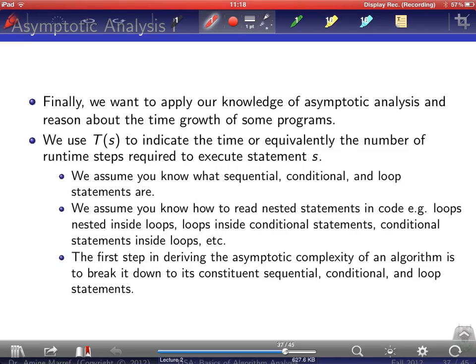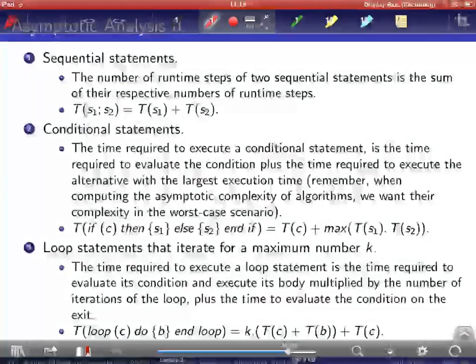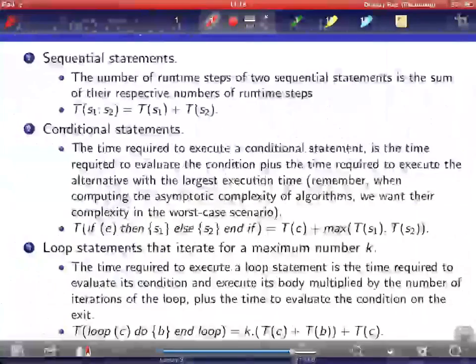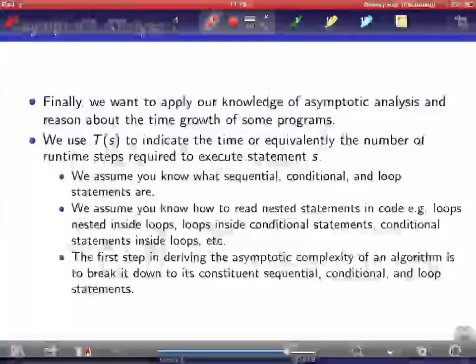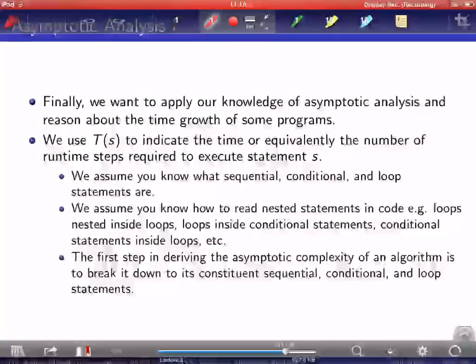Okay, so we have some program which takes some input n, and then we have x plus plus in this program and y plus plus. So the number of runtime steps. This is sequential. This is statement 1, and this is statement 2, and these statements are sequential, right? Sequential statements are statements that execute after each other. So these statements are sequential, right?